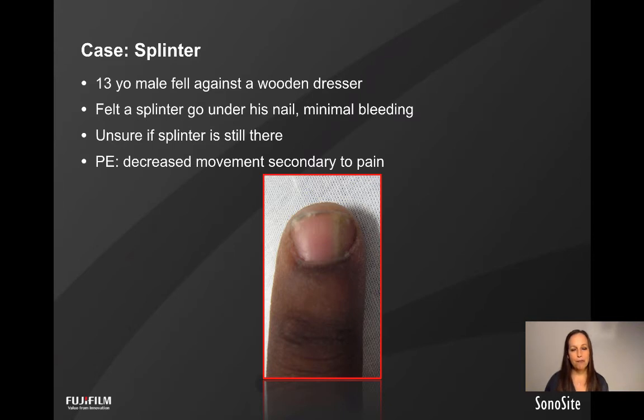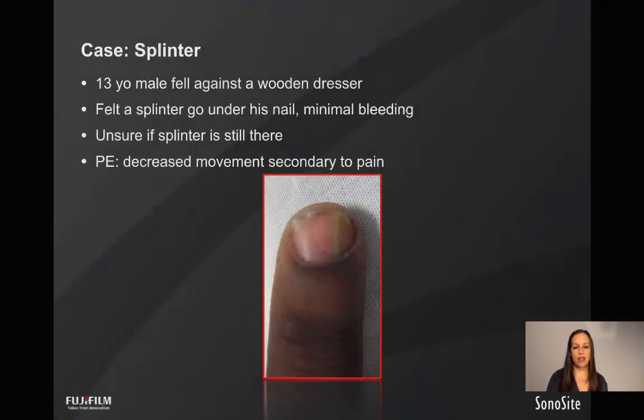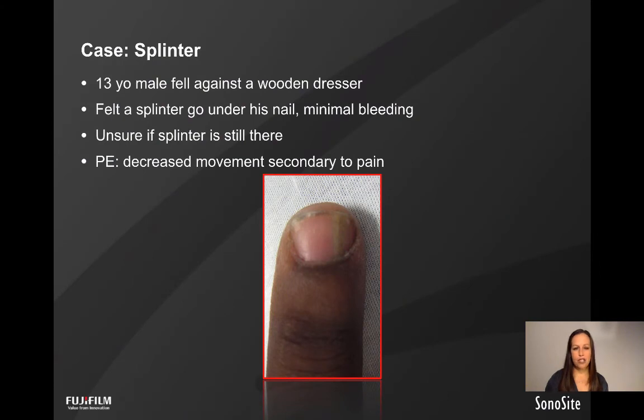So this particular patient was a 13-year-old male who fell against a wooden dresser. He felt that part of the wood actually went under his nail, but given the fact that he was a teenager, he wasn't really sure if the piece of wood was still under his nail, but it hurt and it looked like this. So you can see this line underneath the nail, and it was hard to tell whether that was a foreign body or not.